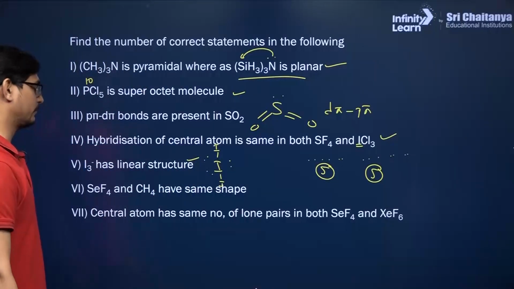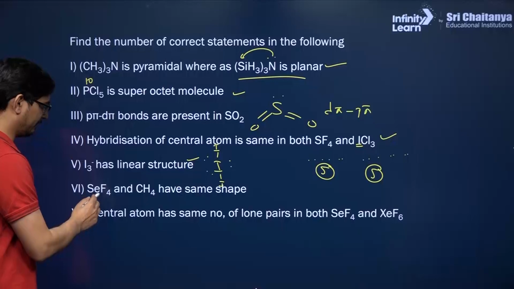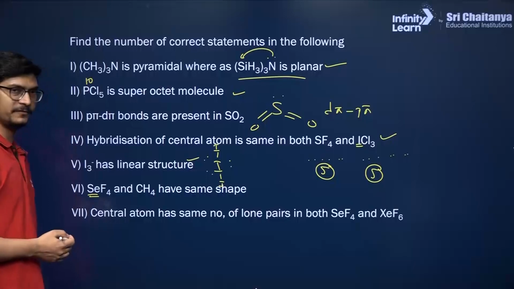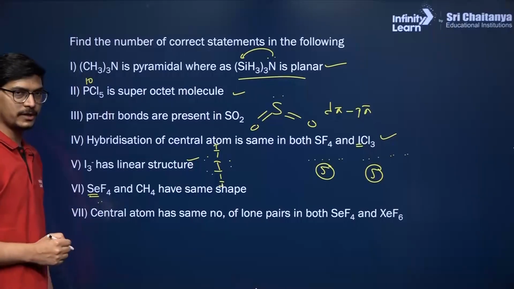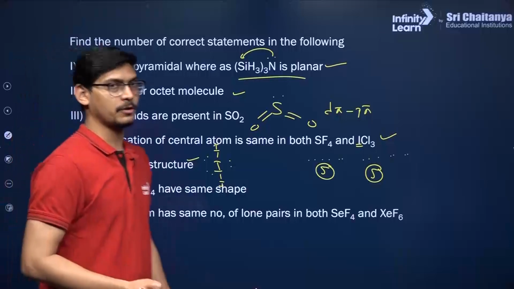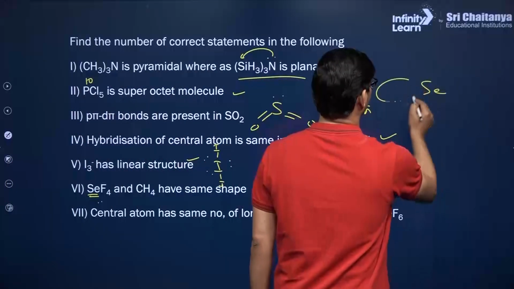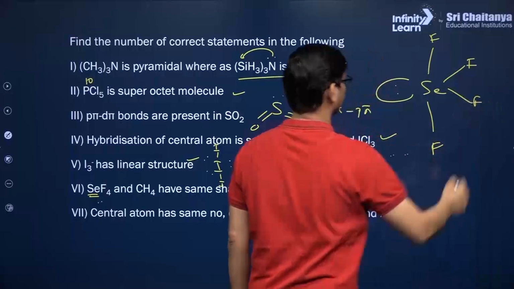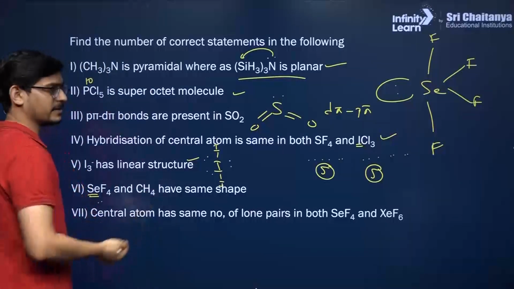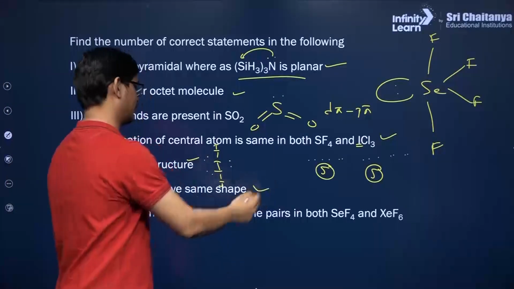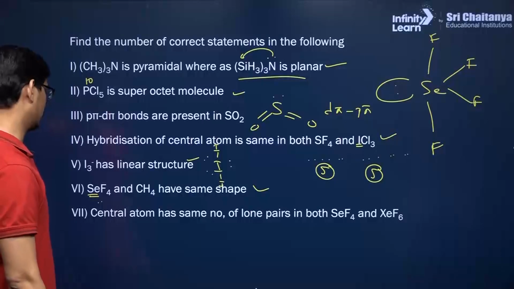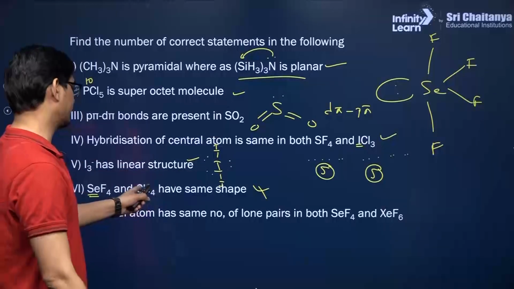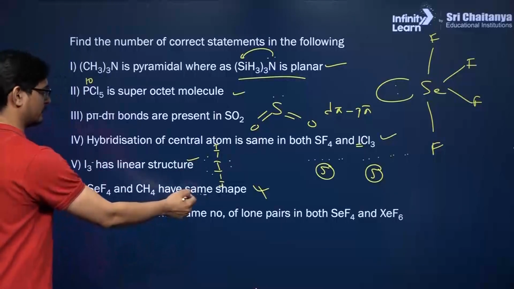SeF4 and CH4 have same shape. No, that is not true. Its steric number is 5 because selenium belongs to oxygen family. It has 6 valence electrons, 4 electrons are shared with fluorine atoms, leaving 2 unshared electrons. So this is 5 electron pairs with 4 bond pairs, seesaw structure, right? Seesaw structure. Is that clear? Right? Methane is tetrahedral. Everybody in the world knows that. So this statement is correct. Oh, this is incorrect, sorry, right? This is incorrect because selenium tetrafluoride is seesaw, whereas methane is tetrahedral. So both are different, they do not have the same shape.